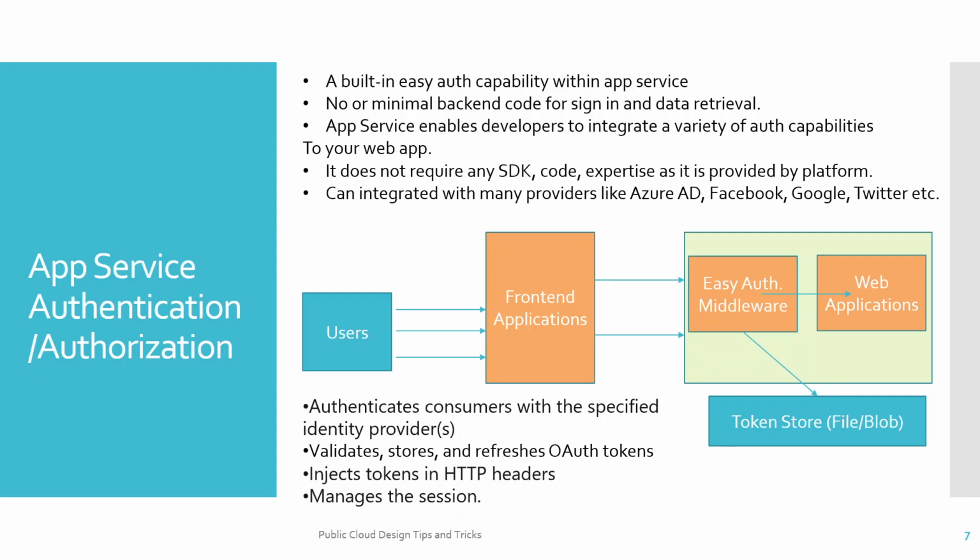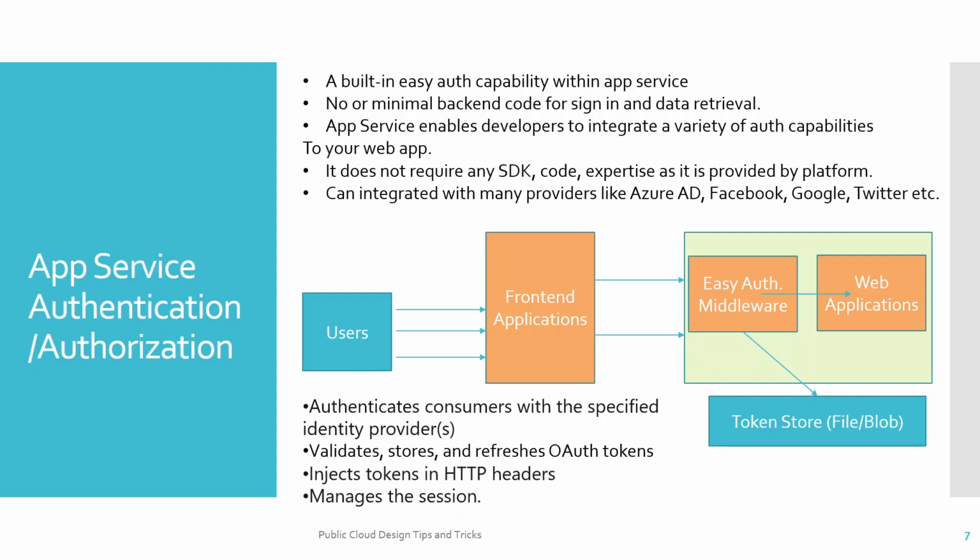By using this, you do not have to do a lot of backend code change. Let's say if you are using Facebook authentication integration, then you don't need to write a lot of code to have that capability within your web applications. You need to write minimal backend code, or no code basically. App Service enables developers to integrate a variety of auth capabilities we already discussed into the web application, and it doesn't require any SDK, code writing, or expertise to deal with this kind of authentication logic within your web application. All of that is provided by Easy Auth within the Microsoft platform.